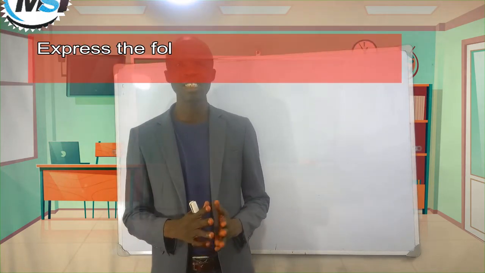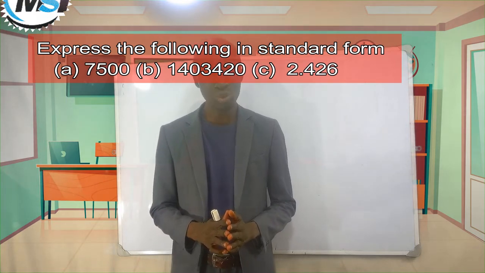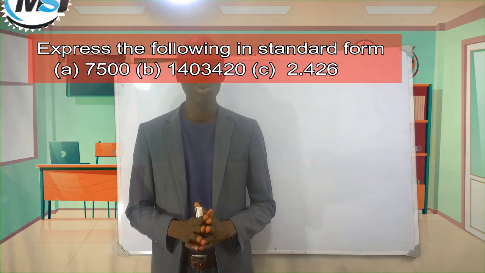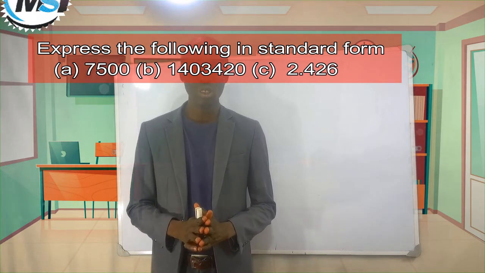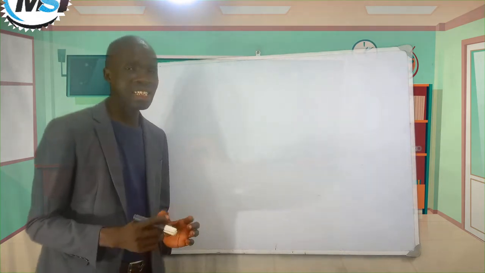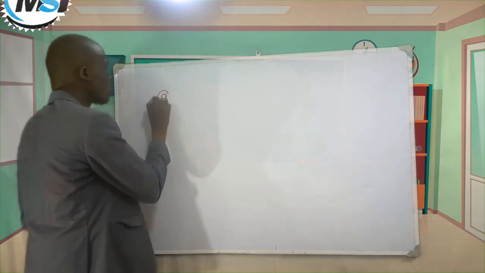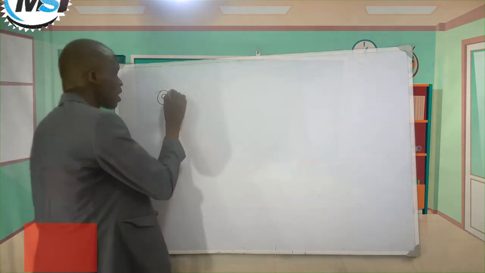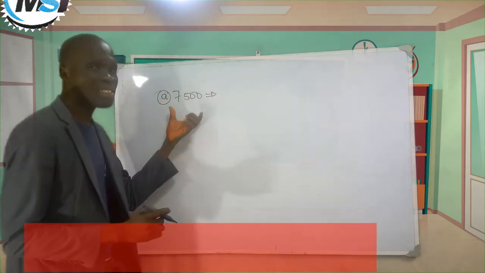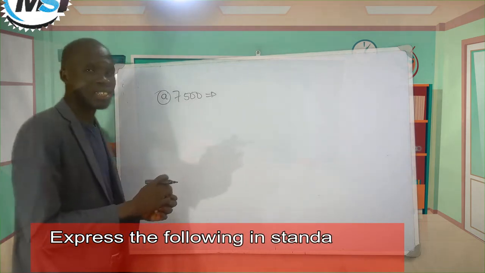Express the following in standard form: 7500, 1403420, and 2.426, then 423.3263. Now, to solve this question, you need to understand that this is standard form. Now, let's take a look at the first one. The first one is 7500. Now, to write this in standard form, there's something you need to understand, and what is that?